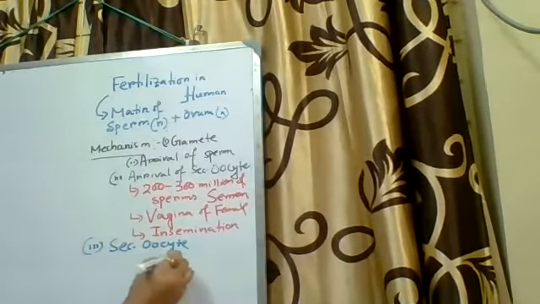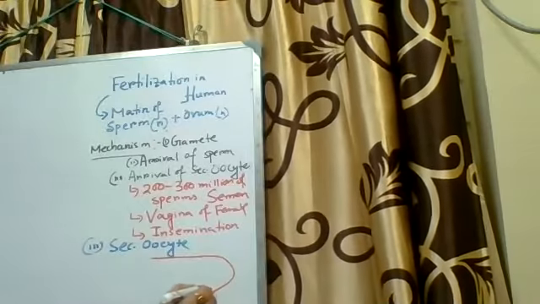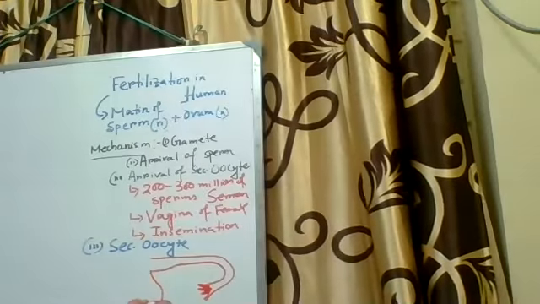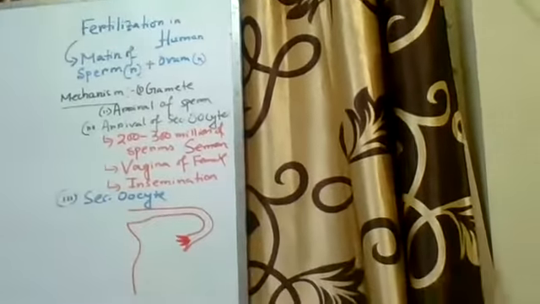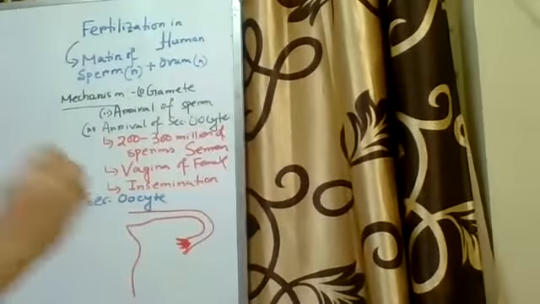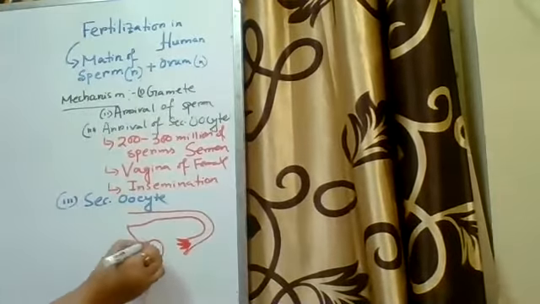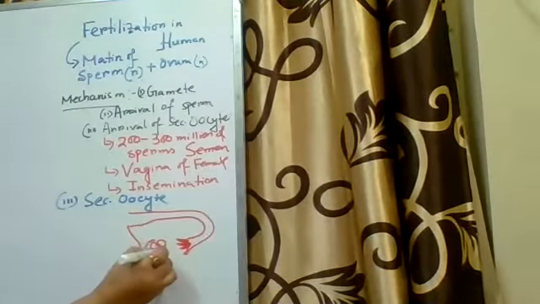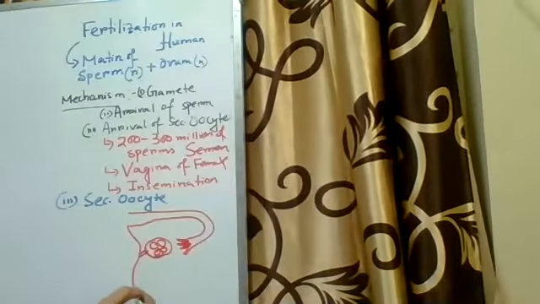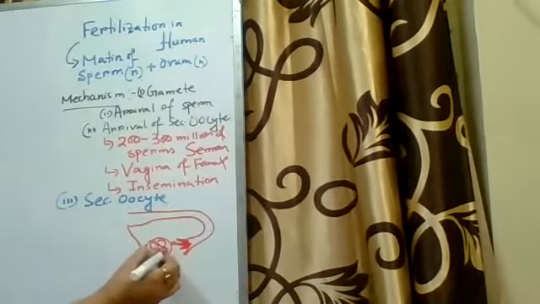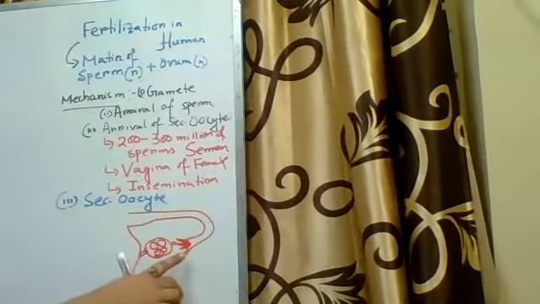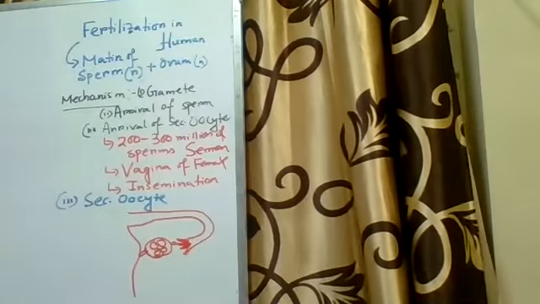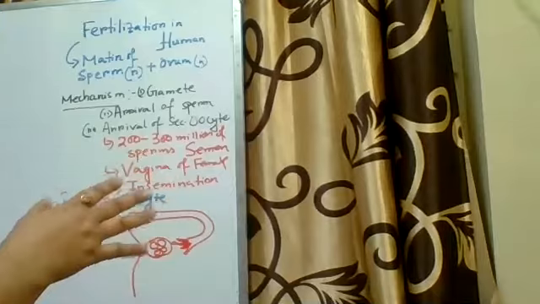Say, for example, if this is a part of the fallopian tube, and if we consider this is the ovary, right, and these are the graphian follicles. So now this graphian follicle releases secondary oocyte, and these secondary oocytes are captured by this fimbriae, right? And this fimbriae shows a continuous movement.